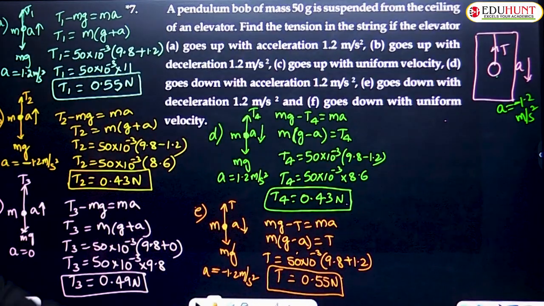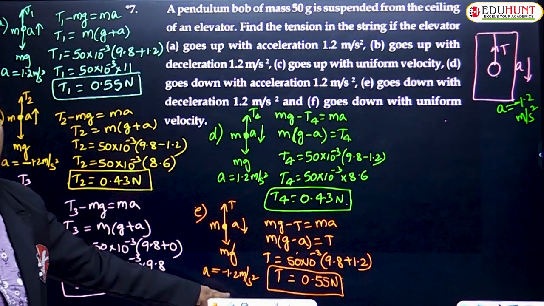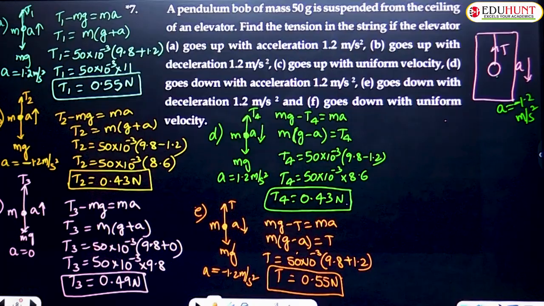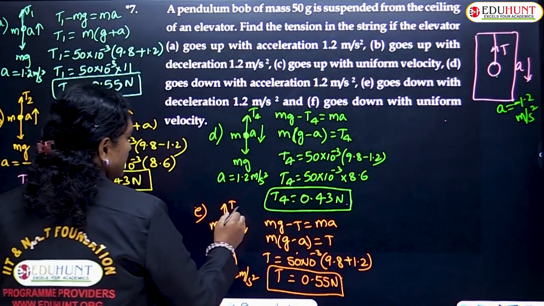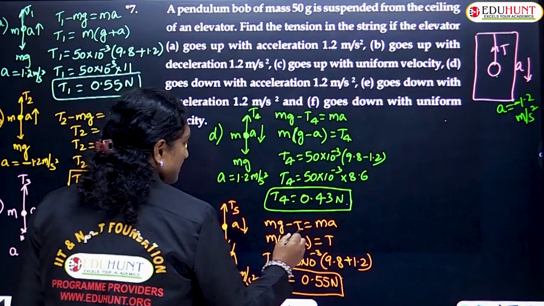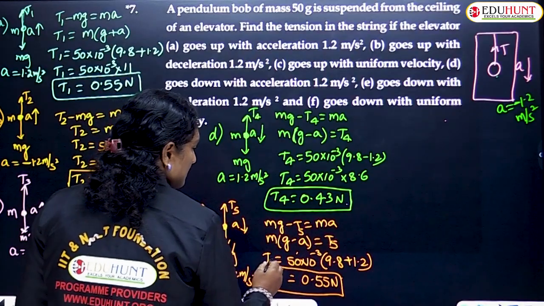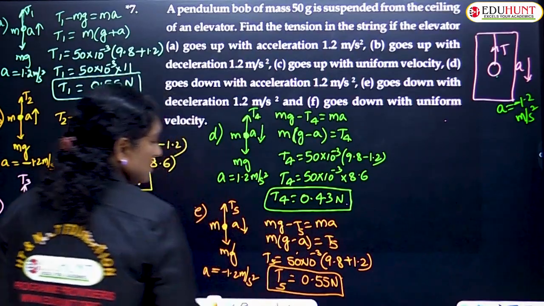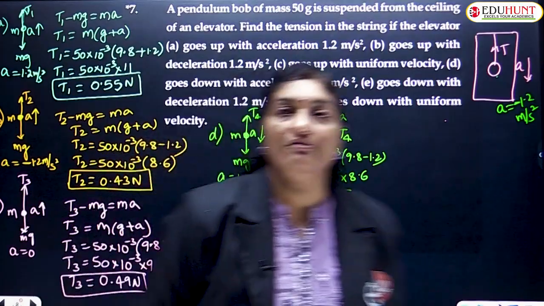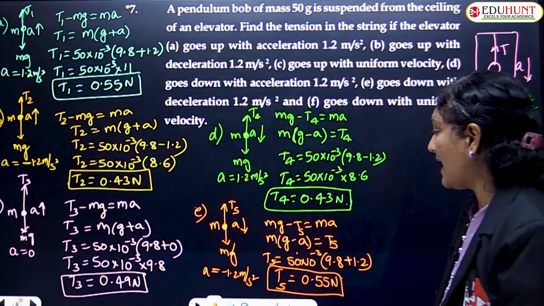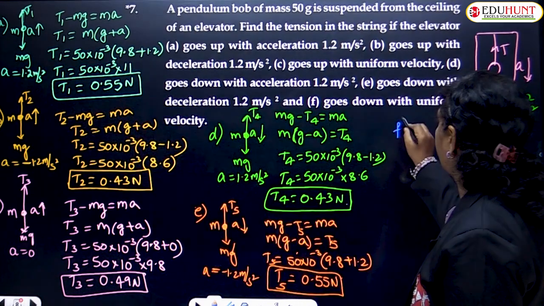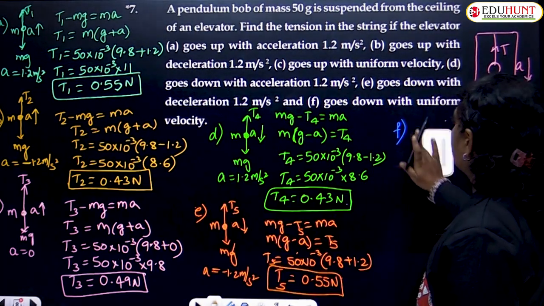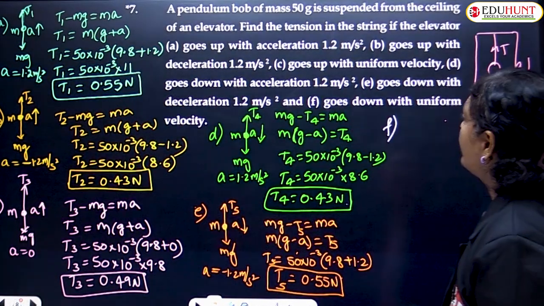So whenever the lift moves downwards with a deceleration of 1.2 meter per second square, the tension in the string, name it as T5, will be 0.55 newton. So now the last part of the question, children. So going ahead, F.